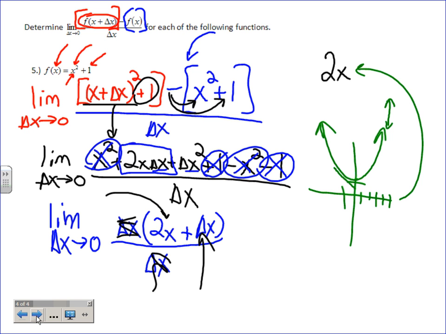So what I would like you to do for tomorrow is to do that exact same thing for problems 6, 7, and 8. Do this.